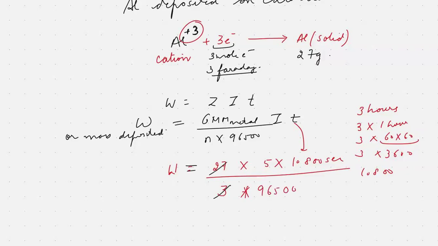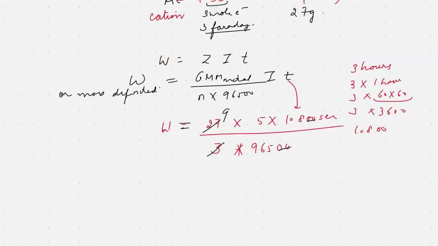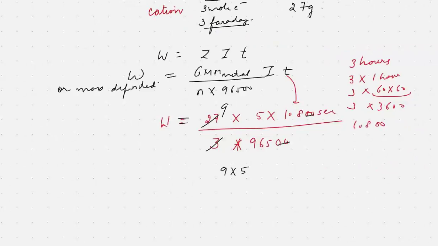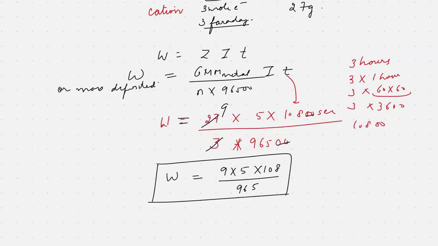So 3 nines are 27, and 2 zeros get cancelled. So my answer becomes 9 times 5 into 108 divided by 965, and that is going to be W. Are we understanding? Any doubts in this?